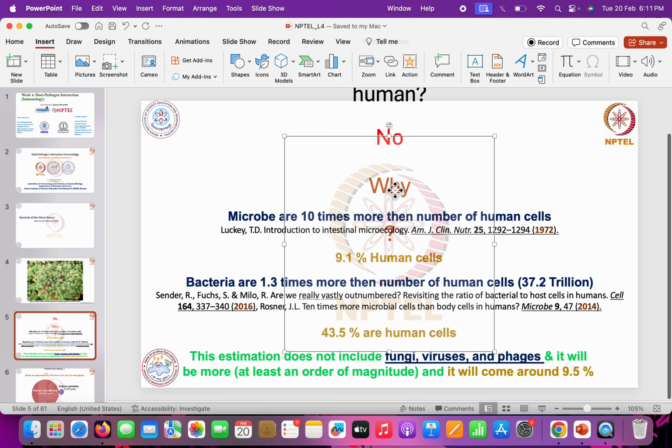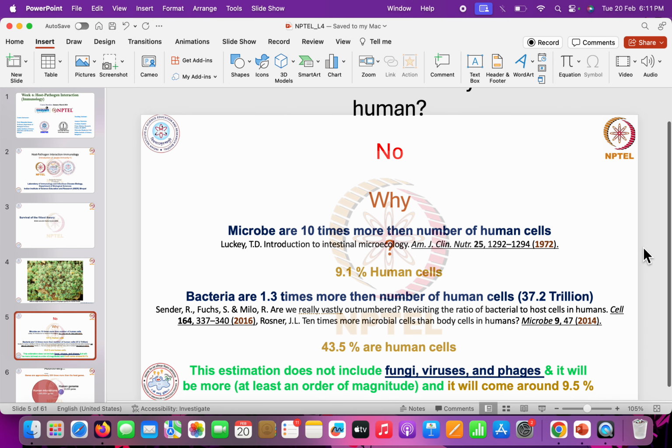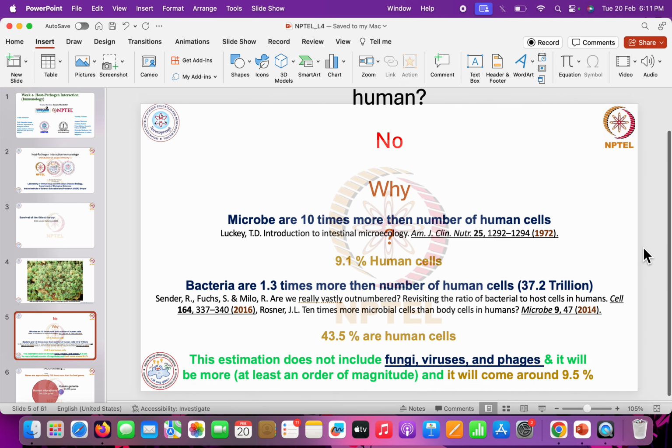So, is the human body human? No. Why? Basically, it is trying to say that the whole human body does not consist only of human cells. Microbes are 10 times more in number than human cells. Understood? From head to toe we are human, so you might think the cells are also human cells, but it's not like that, because microbes are there at 10 times the number of human cells. So 9.1% human cells, bacteria are 1.3 times more than the number of human cells, and 43.5% are human cells.